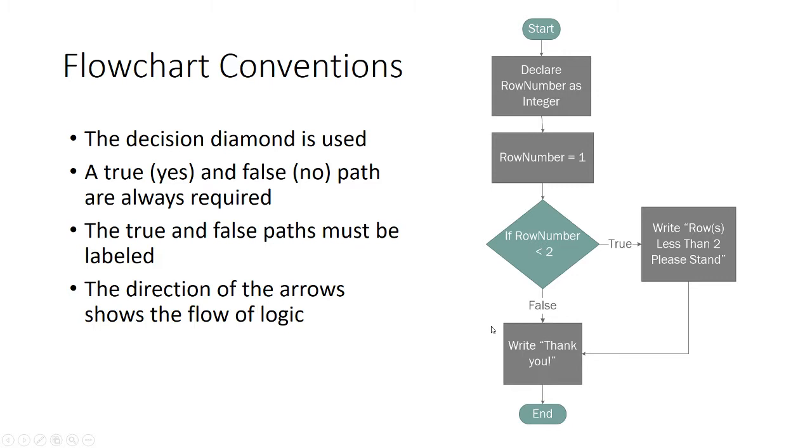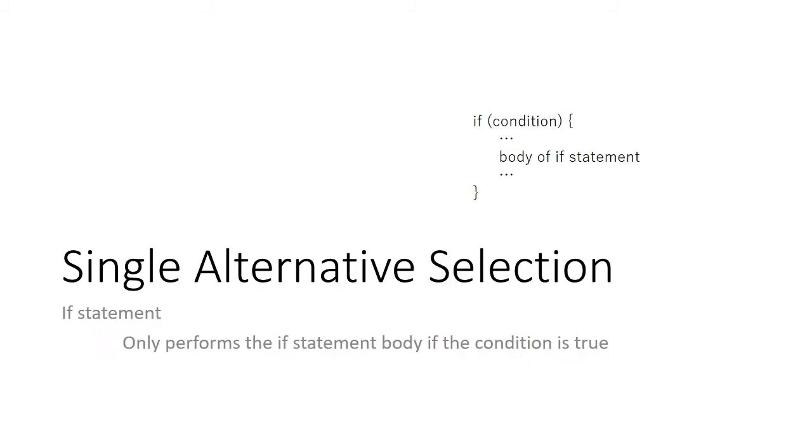Now when we use flowchart conventions, remember that sometimes it can be helpful to scratch out a flowchart and get your thoughts down on how you want your logic to work. And when we're working with a flowchart, we use the decision diamond, and we always have a true and a false, and the directions of our arrows become very important because in order to convey the information, the logic of this flowchart, we need those arrows to be going in the right direction.